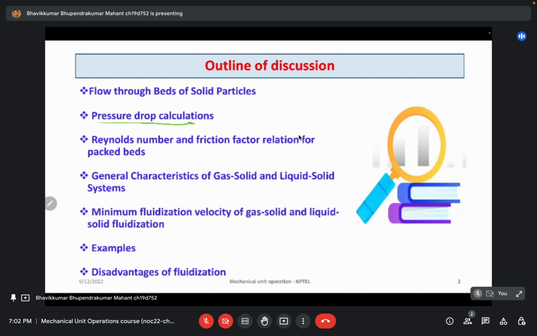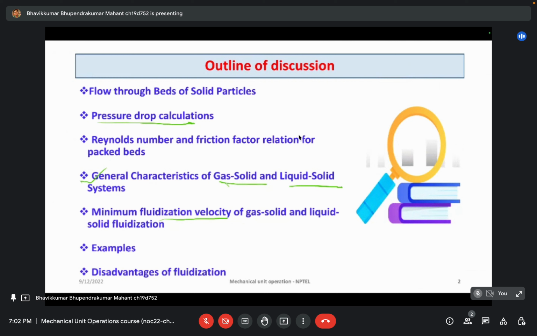Then after that, Reynolds number and friction factor relation, then some general characteristics of gas-solid and liquid-solid systems. Then the most important topic is the minimum fluidization velocity of gas-solid and liquid-solid fluidization. Then we will discuss some examples, and at the end the disadvantages of fluidization.